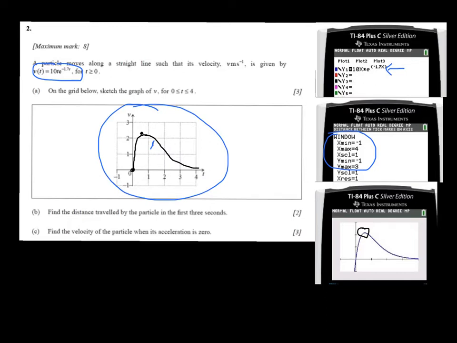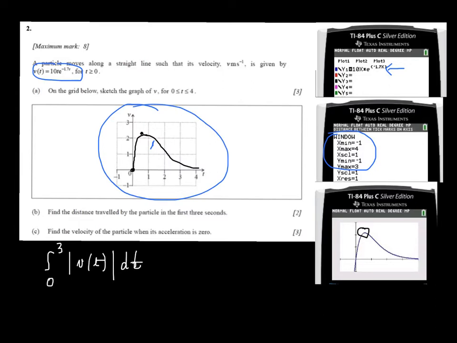Now look at the next question. The next question asks to find the distance traveled in the first 3 seconds. We know that the distance traveled is the integral from 0 to 3 of the absolute value of v of t dt. So I'm not going to do this by hand. I'm just going to put it in my GDC.